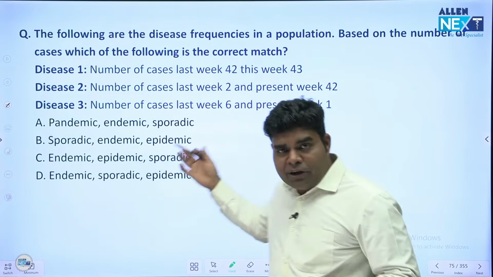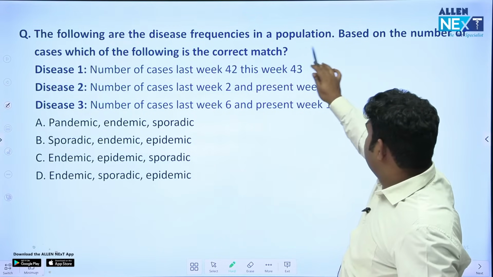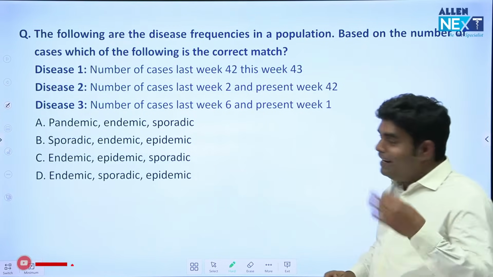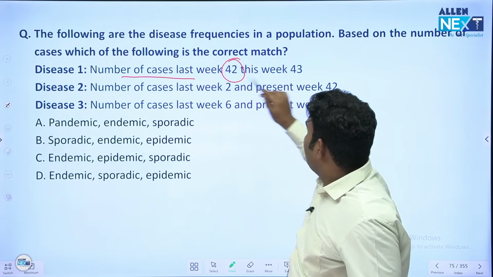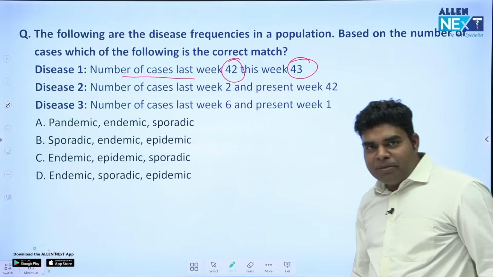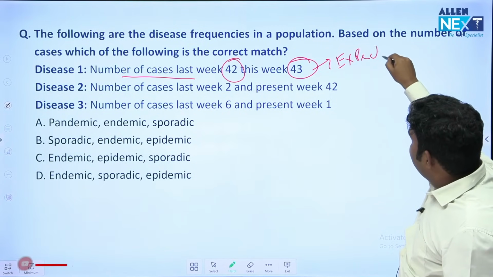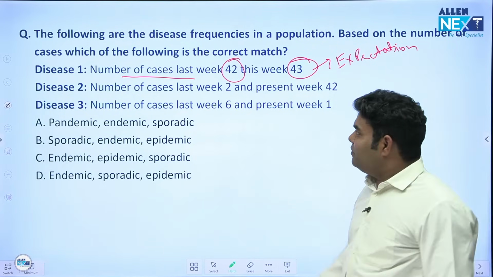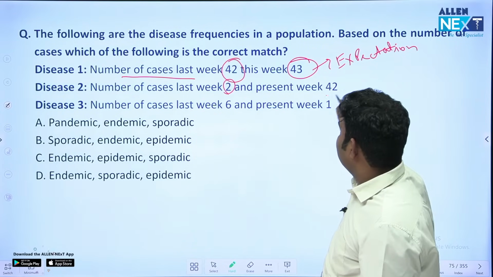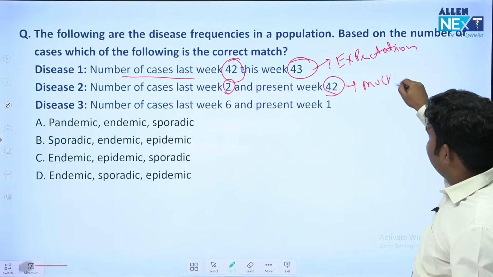Again they have given the question from this part. I think it's an easy one. Try to give the answer before I come to the answer. Number of cases last week is 42. This week 43. So it is within expectation. And whenever it is within expectation, you know what we call it. Last week it is 2, this week 42. So it is much more than expected.